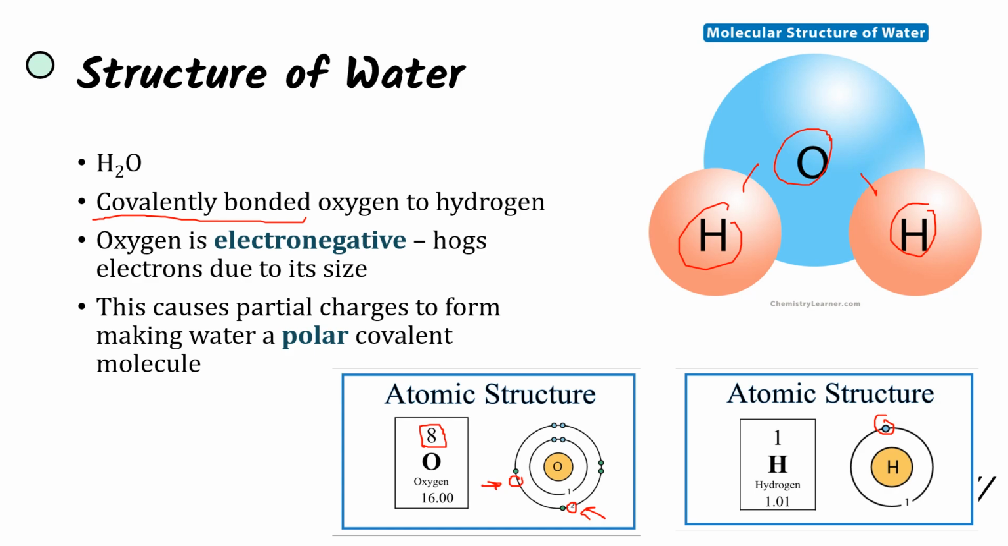Now, oxygen is electronegative, and it's going to hog these electrons due to its size. So, if it wasn't electronegative, there would be one electron floating around this hydrogen, one here, and then the other 8 around the oxygen. But because it's electronegative, these electrons are going to be more frequently flowing in this area than they are around the hydrogens. This leads to a partial charge, where the oxygen will be more negative because it's got the electrons, so it'll have a partially negative charge, while the hydrogens will have a partially positive charge because they are losing some of the electrons. And this is what makes water a polar covalent molecule.